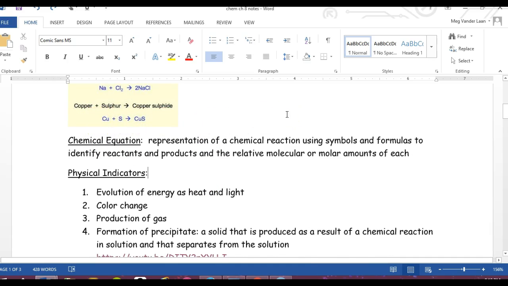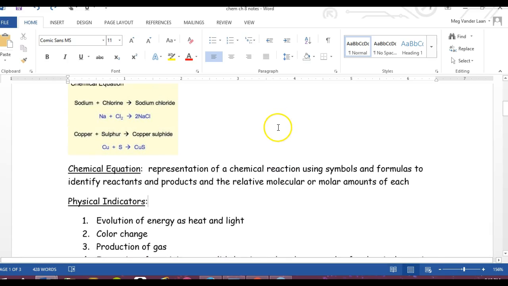It's a representation of a chemical reaction using symbols and formulas to identify reactants and products and the relative molecular or molar amounts of each. So let's look at the amounts of each up here in our examples. In this example, we have 1 mole of sodium, or 1 atom. Let's go with the atom first. 1 atom of sodium, 1 molecule of chlorine will make 2 molecules of sodium chloride.